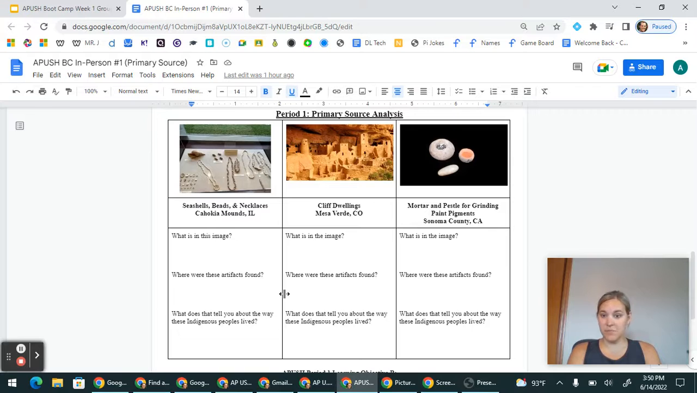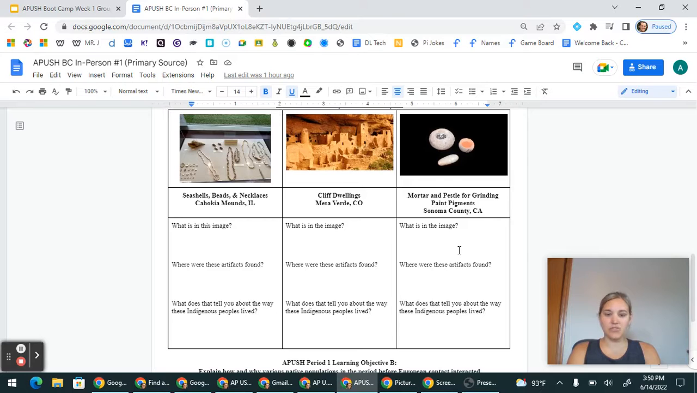Artifacts left behind by American Indians in 3 various locations of the United States. This is not an assignment that you have to do, I just recommend it, and it's what we'll be doing in our session. We'll look at some seashells and beads that were found in Illinois, these cliff dwellings from Colorado, and these tools for grinding paint pigments in California.